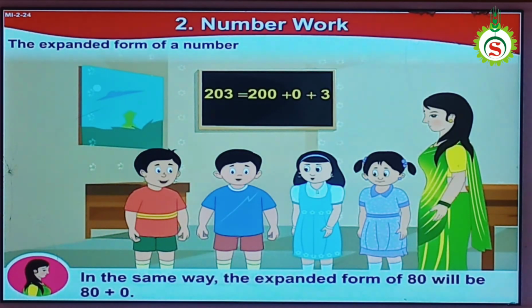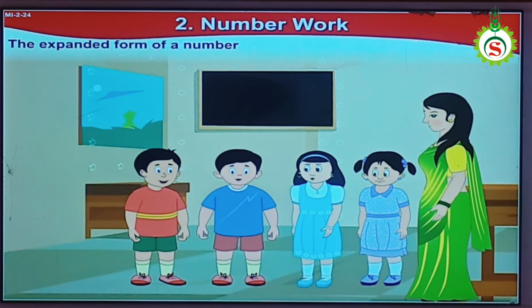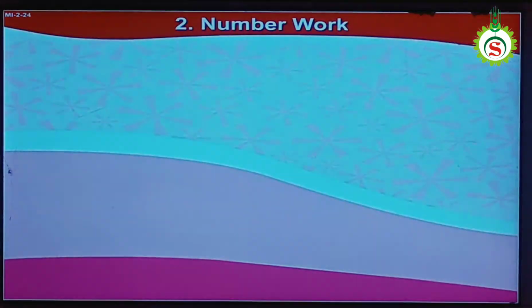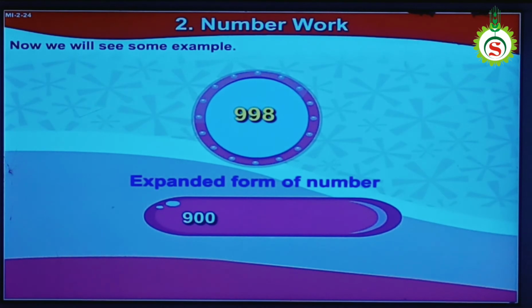In the same way, the expanded form of 80 will be 80 plus 0. If we take the single digit number 9, its expanded form can only be 9. Now children, let us write the expanded form of the following numbers. Let us take an example, 998. You can write it as 900 plus 90 plus 8.